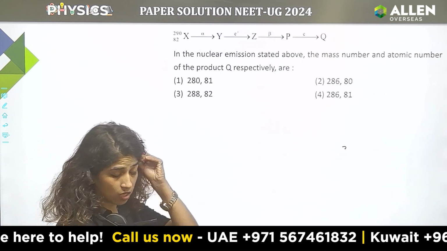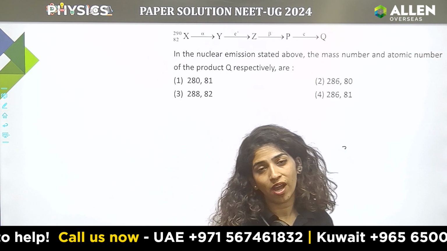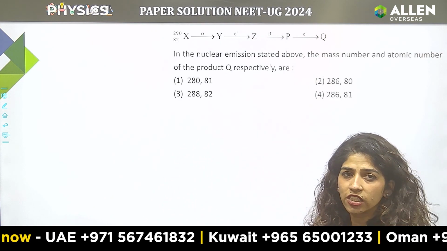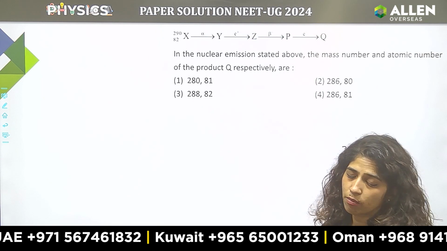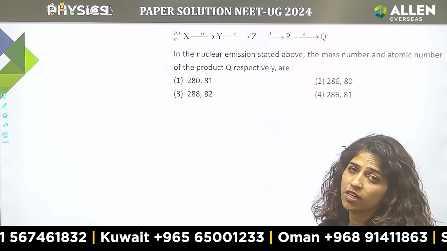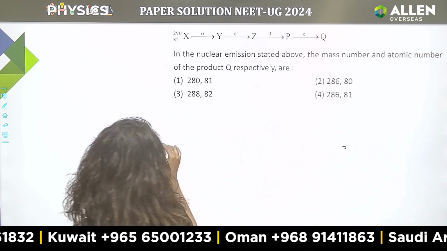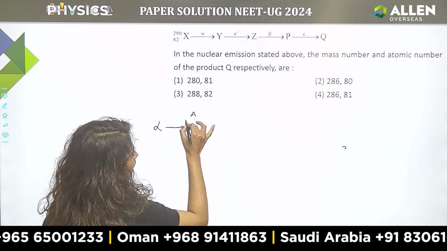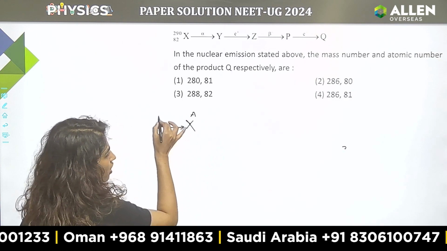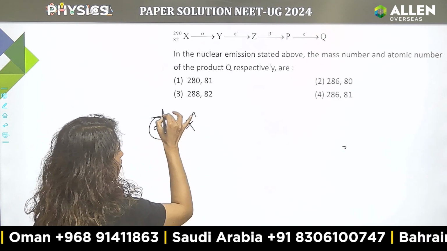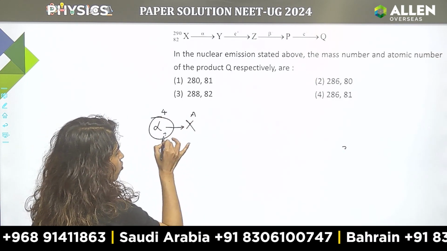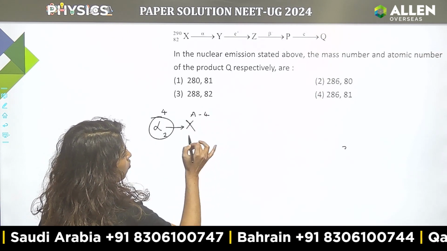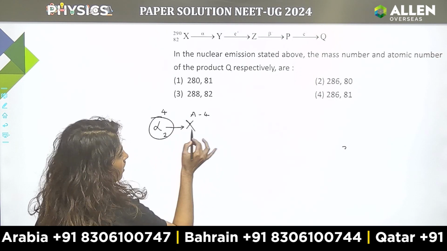Moving ahead. Now there is a question of radioactivity here. What does it say? There is an element with atomic mass number 290 and atomic number 82. An alpha particle is emitted from it. So when alpha particle is emitted, we know that atomic mass number changes. Since alpha particle has atomic mass number 4 and atomic number 2, A decreases by 4 and Z decreases by 2.